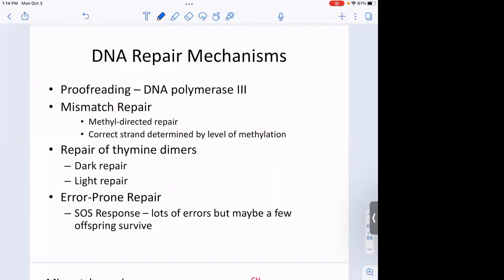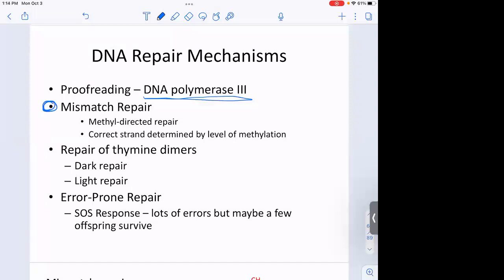Most cells are going to have some kind of repair mechanisms because even though DNA polymerase 3, we talked about how that enzyme has very high fidelity. It proofreads and makes sure it doesn't put in the wrong base. Still mistakes happen, again, hopefully rarely with DNA, at least for our cells. But cells have ways to fix those mutations that do happen.